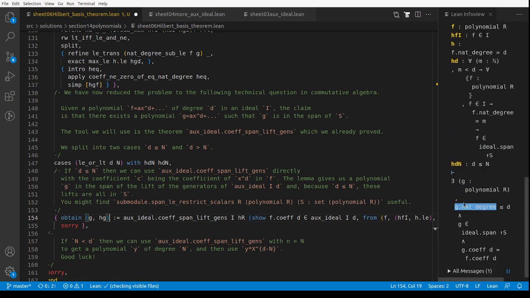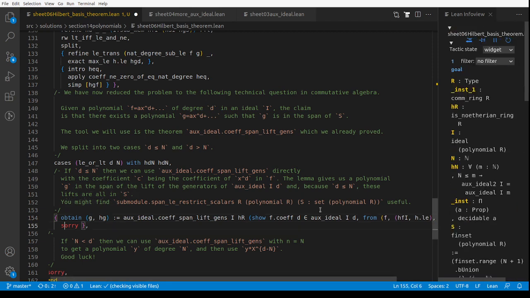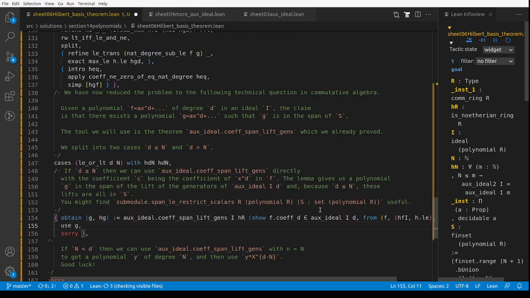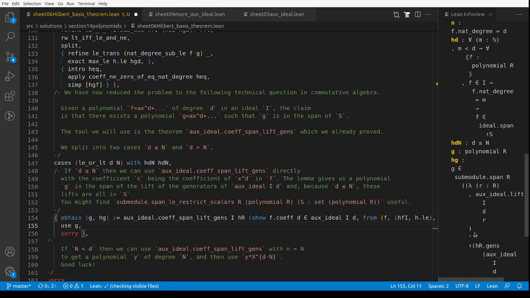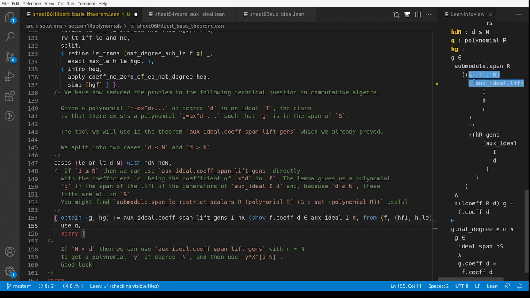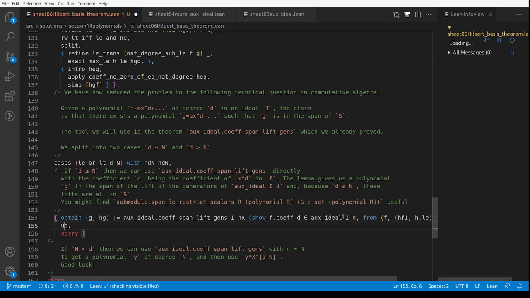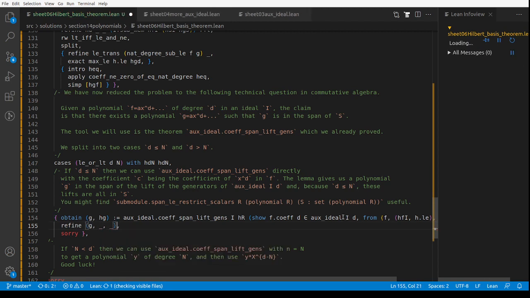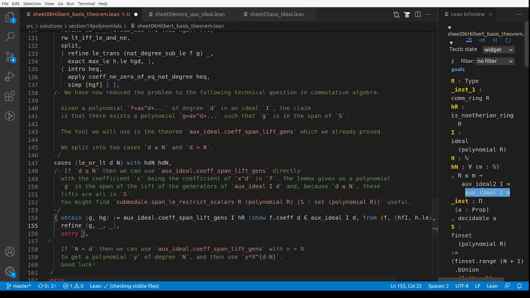That's that. And so now we're going to use G. And now let's see what we've got to do. We've got to prove G is in some span, and we've got to prove that the leading coefficient of G, so maybe we could do refine G underscore underscore. Does that give us two goals? Yeah.